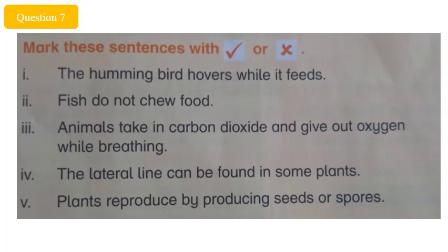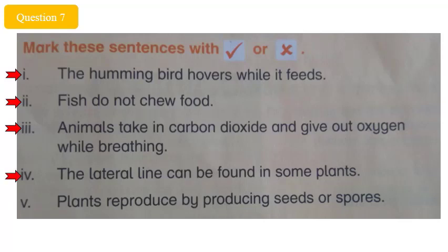Question 7. Mark these sentences with tick or cross. You need to tell which of these sentences is correct and which one is false. Number 1. The hummingbird hovers while it feeds. Is it correct or not? Number 2. Fish do not chew food. Is it correct or not? Number 3. Animals take in carbon dioxide and give out oxygen while breathing. Recall the definition of respiration and you will find whether this sentence is correct or not.